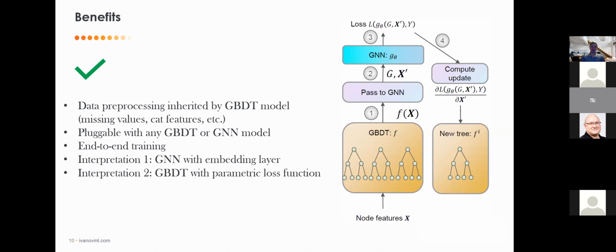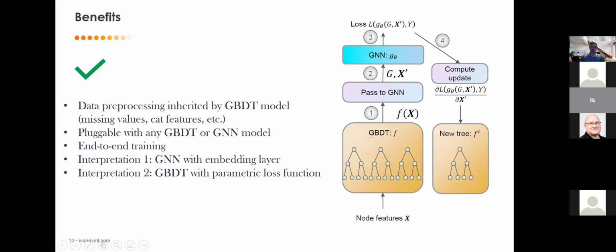And there are some benefits of this approach. In particular, GBDT is great because it has this built-in pre-processing pipeline. So in particular, it works really well with missing values, with categorical features, with features of different scale. So because GBDT is at the beginning of this architecture, you don't need now to have this additional pre-processing for your data.